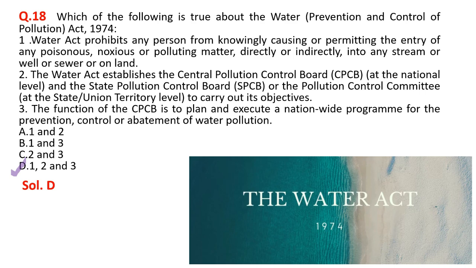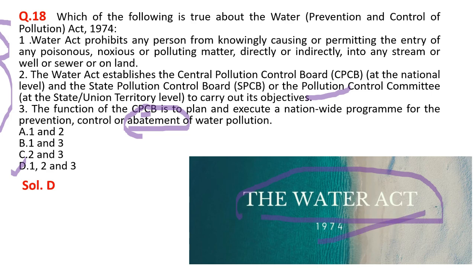Second point is, the Water Act establishes the Central Pollution Control Board at national level and State Pollution Control Board at the state level and Pollution Control Committee at the state or the union territory level to carry out the objectives of this Water Act. And the third point is, the function of the CPCB, that is Central Pollution Control Board, is to plan and execute a nationwide program for the prevention, control and abatement of water pollution. Abatement is reduction of the water pollution. So here all 3 points are right and they come under the Water Act of the year 1974.